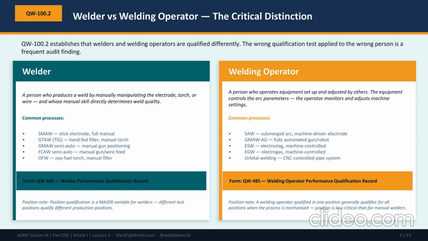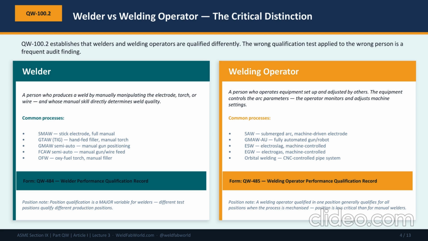The operator monitors the process, adjusts set parameters on the controller, and ensures the machine is running within specifications. The quality of the weld is determined primarily by how well the machine is set up and monitored, not by the manual dexterity of the person watching it. Look at the process examples on each side of the slide. Welder processes. SMAW stick electrode, full manual. Every variable is in the welder's hands.